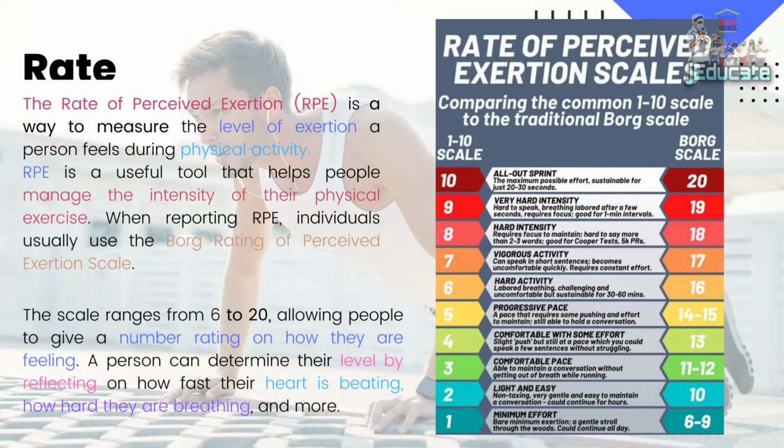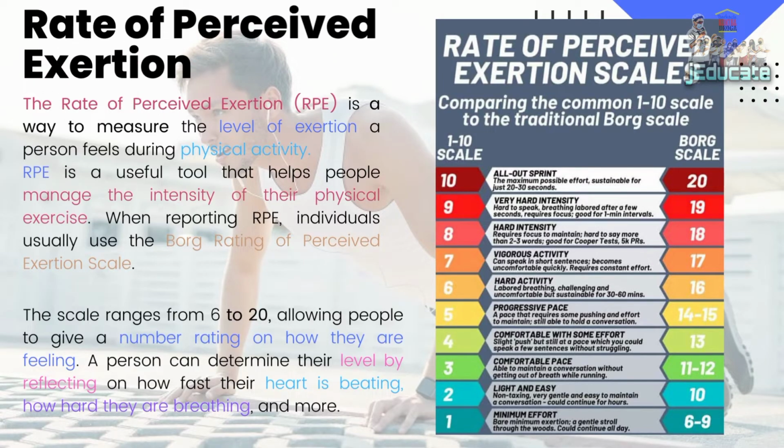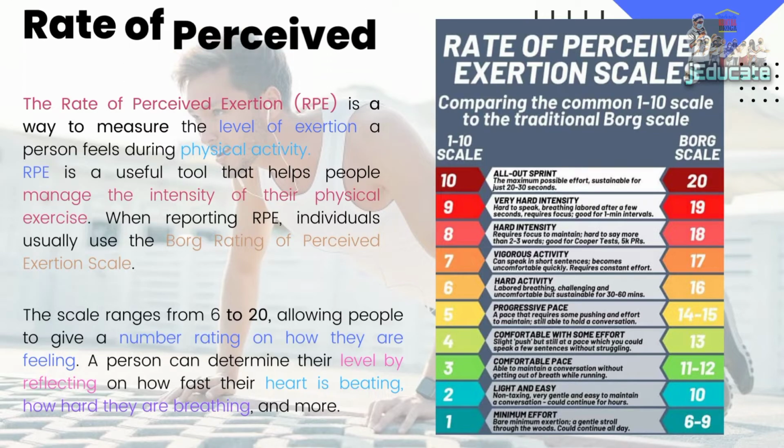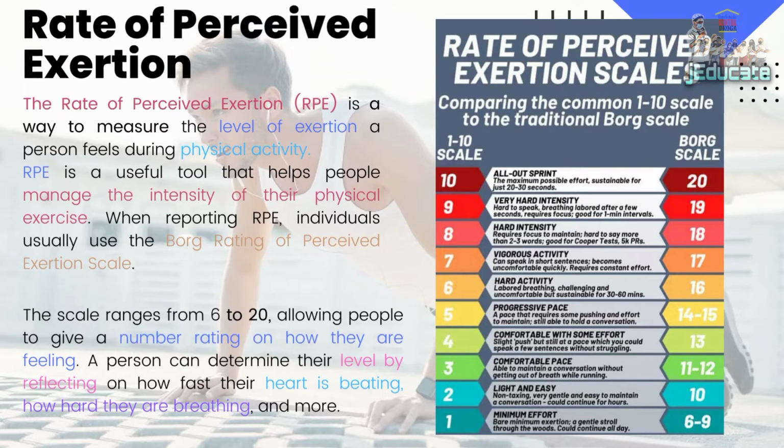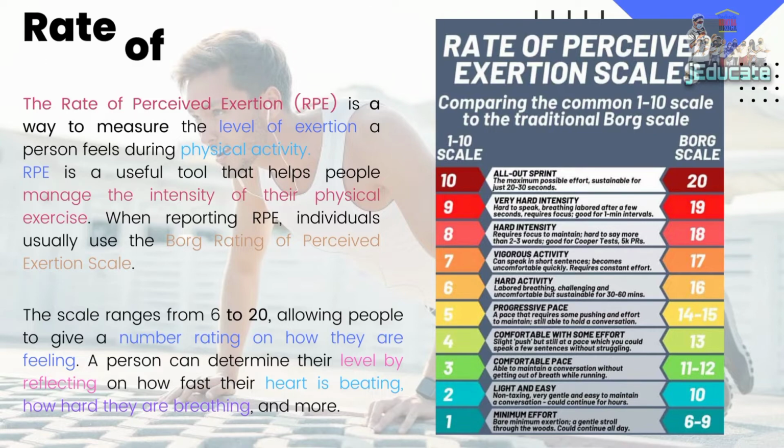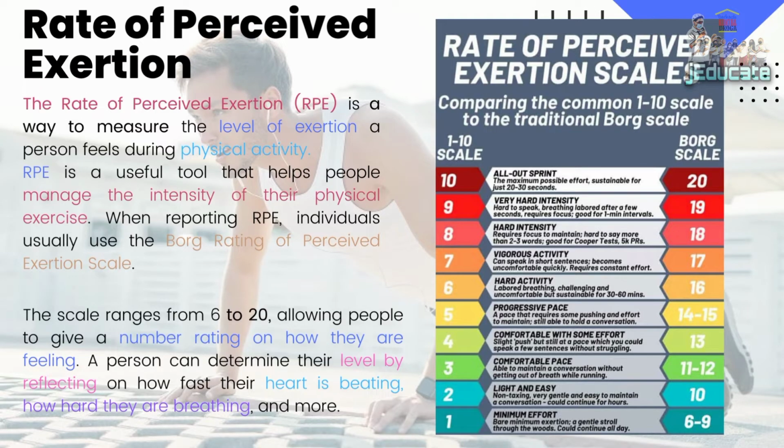Number 8 is equivalent to 18 in Borg scale, which means hard intensity. Number 7 is equivalent to 17 in Borg scale, which means vigorous activity. Number 6 is equivalent to 16 in Borg scale, which means hard activity. Number 5 is equivalent to 14 to 15 Borg scale, which means progressive pace.